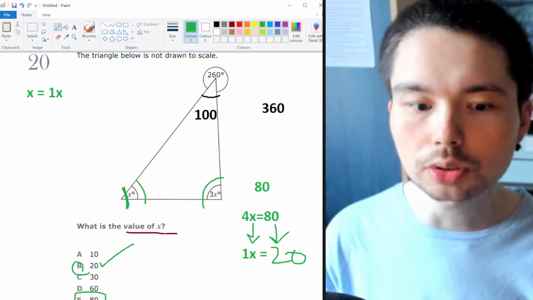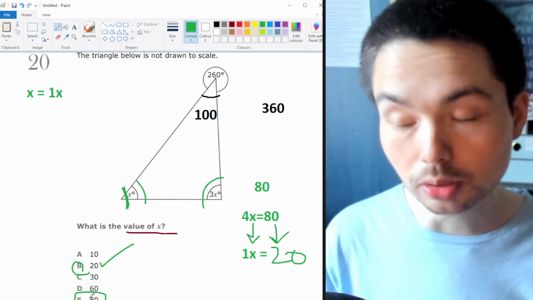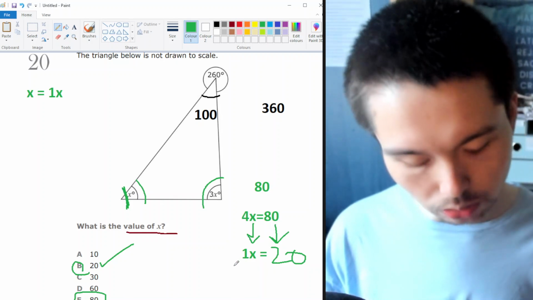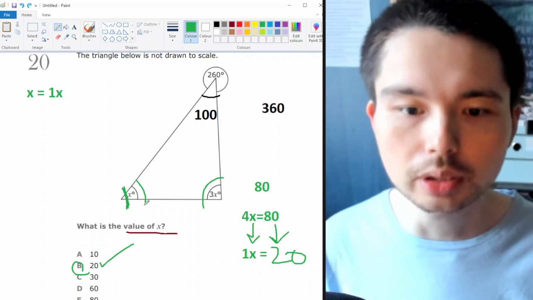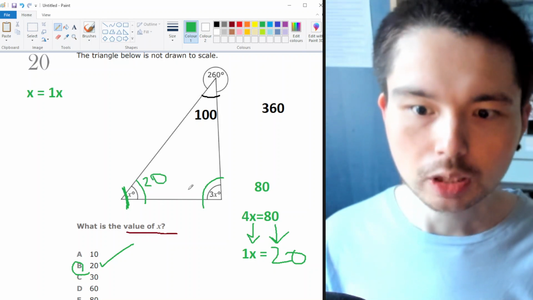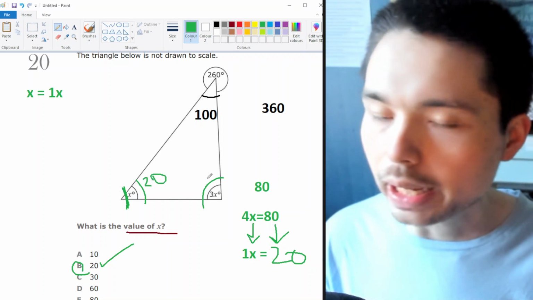I know it's off the screen, but that bit at the bottom, that's 80. That's really those two equal to each other. So B is the answer. If we put 20 here, 1x is 20. This bit is 3x, which is 60.